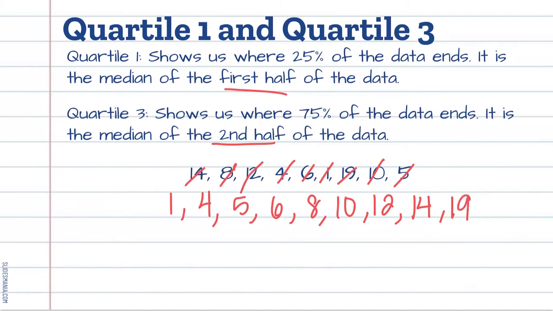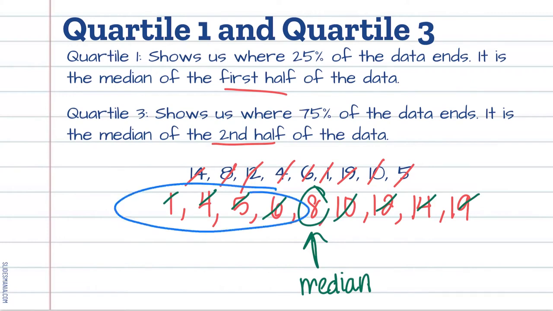So the first number I need to find is my median. I'll find my middle number by marking numbers off on the far end of the left and the far end of the right. So I get that 8 is my median. This is my middle number of the entire set, which leaves me with my lower half, or my first half of data, and then my upper half, or my second half of data.